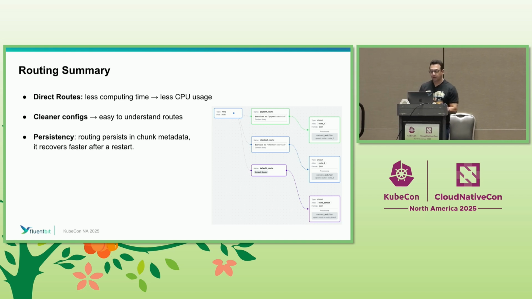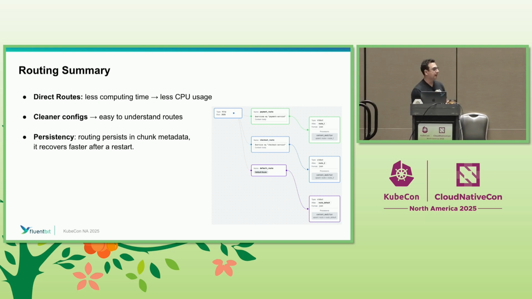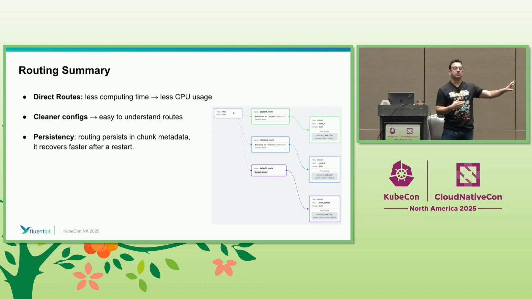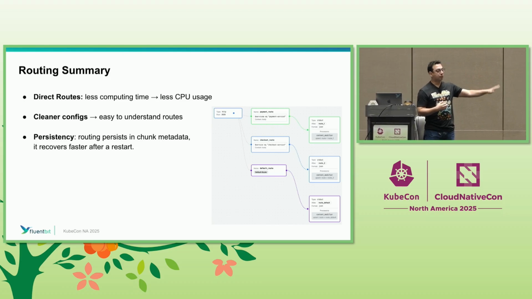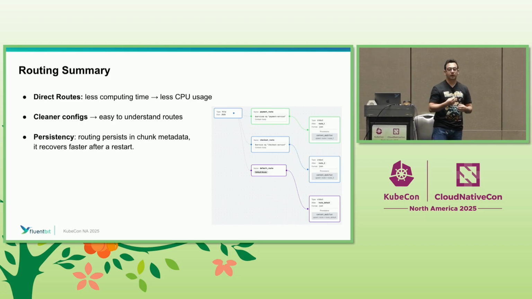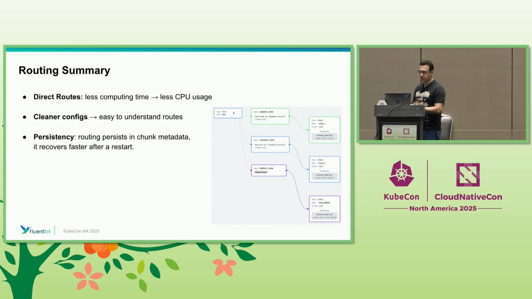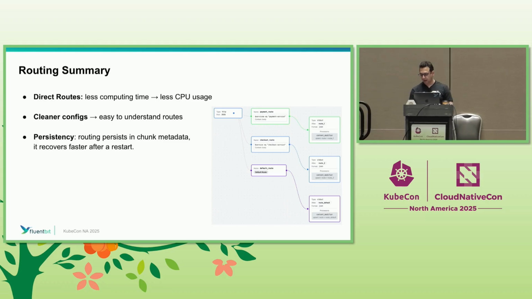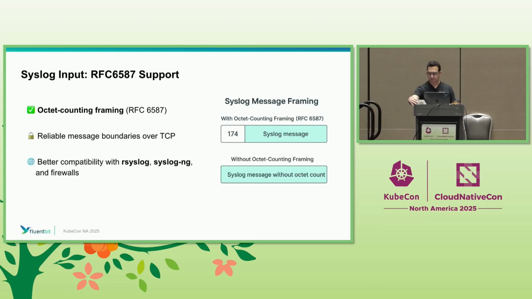And one of the other things about this routing mechanism is that if some data was defined to be routed to a certain destination, and the destination is down, and you restarted the agent, we can persist the routing logic in the file system and pick up those records again after the agent restarts, which gives us a lot of flexibility and safety.